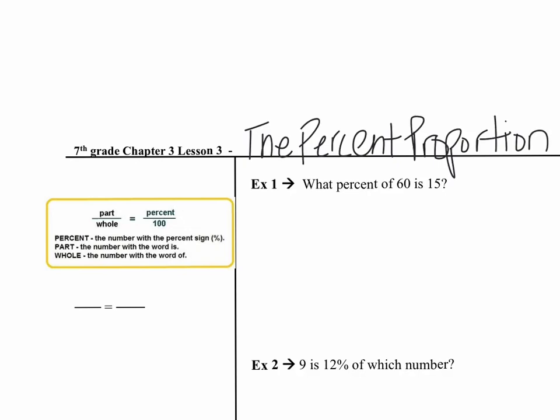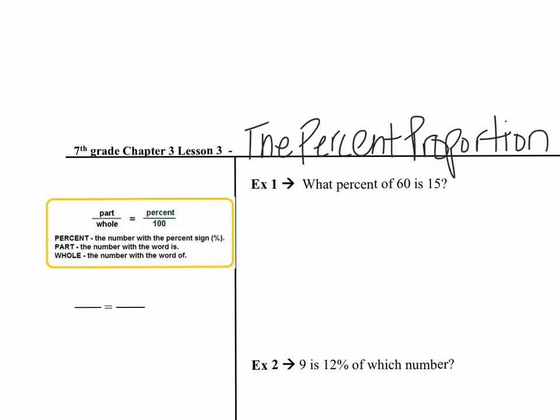The percent proportion is set up over there on the left, and I will read that. You take your part, the part of the percent over the whole group, equal to the percent, which is the number percent, out of 100. Percent is the number with the percent sign. The part is the number with the word is, and the whole is the number with the word of.